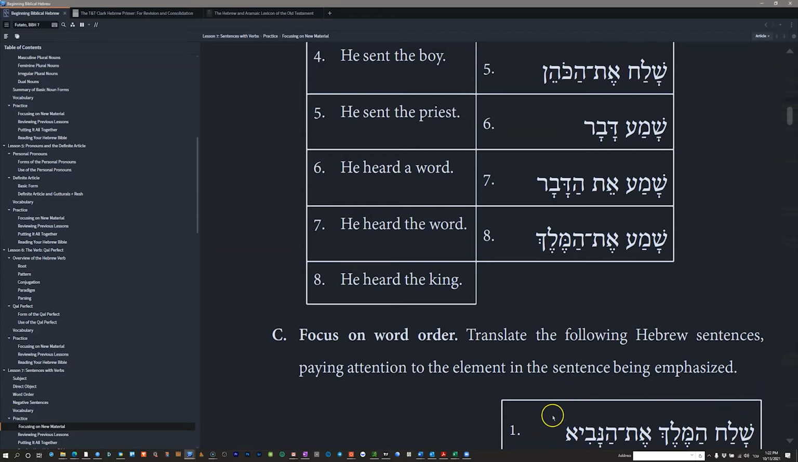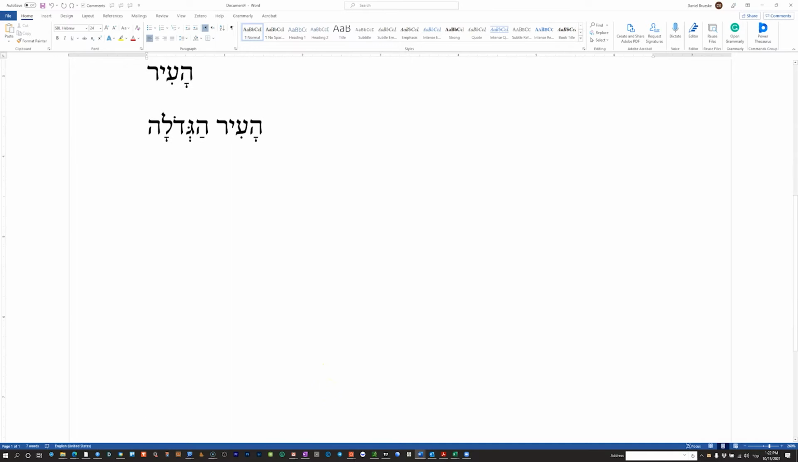I have analyzed every single word in this Hebrew sentence. The problem is some of you are stopping there and adding a period. So you've got he sent, the king, the prophet, period. And so your sentence ends up being, go back to English. He sent, because that's what shalach means, the king, because that's what ha-melech means, and the prophet, because that's what et ha-navi means. And then you put a period there and you think you're done.